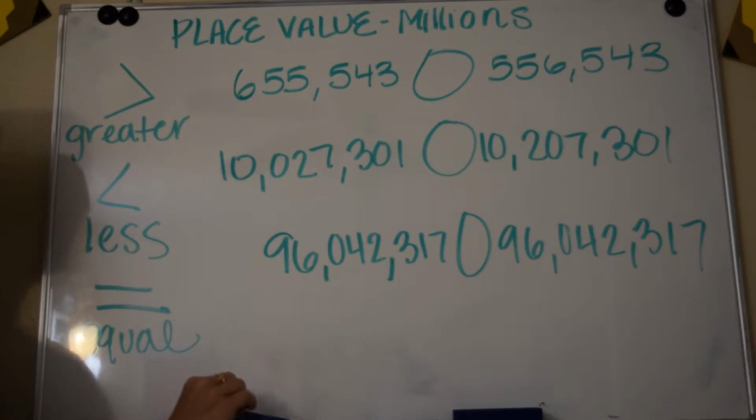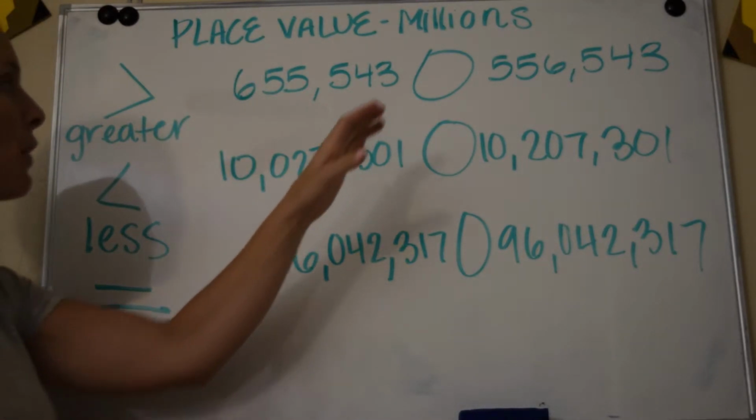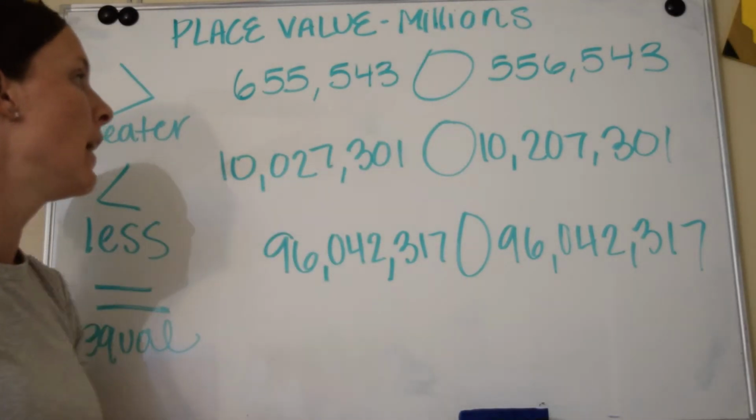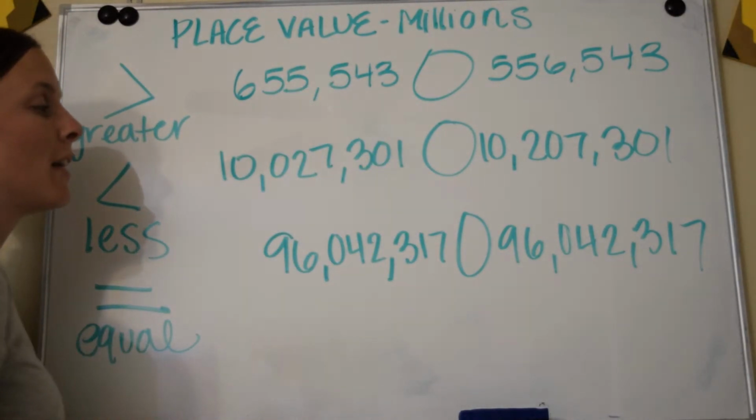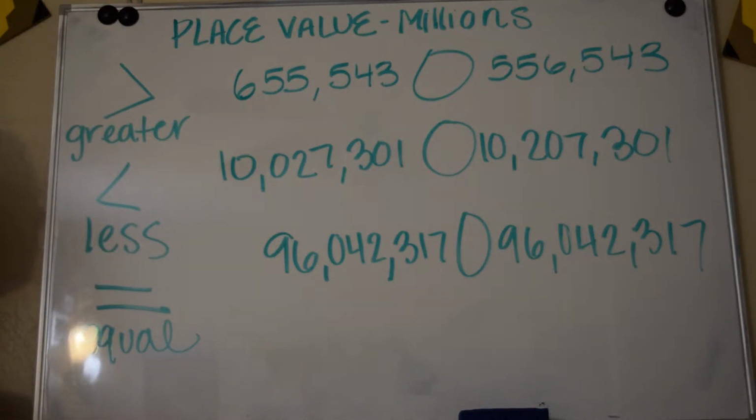Okay, you guys, so today we are going to be comparing numbers that have numbers in the place value of the millions place. And I'm going to do a few examples of comparing just two numbers. Remember that you need to make sure you put in the right symbol.